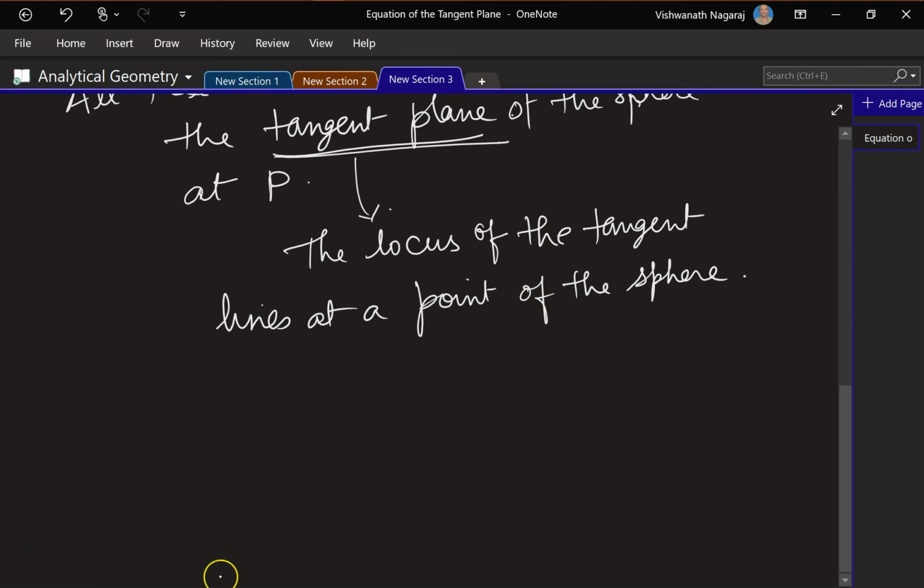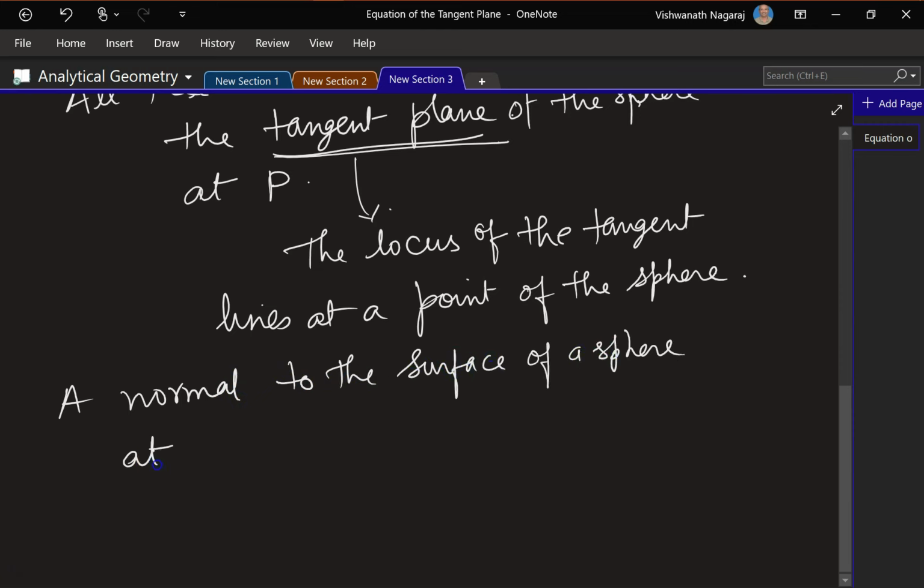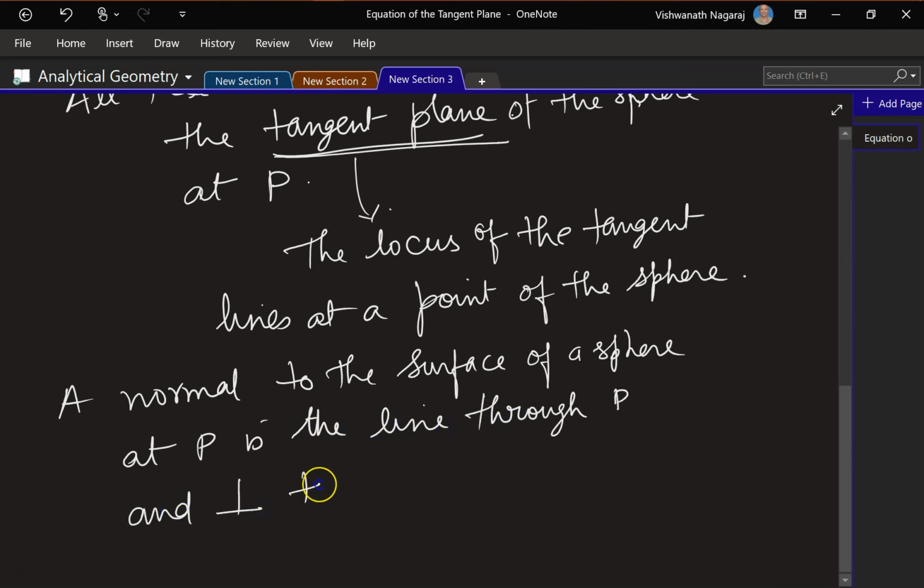Okay, now a normal would be what? A normal to the surface of a sphere at P is the line through P and perpendicular to the tangent plane at P.